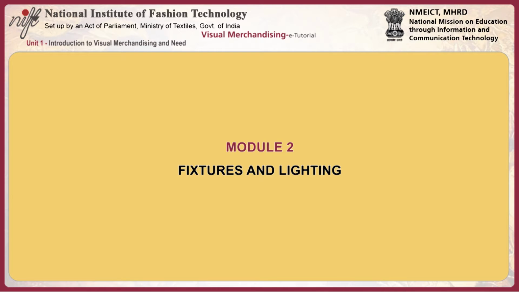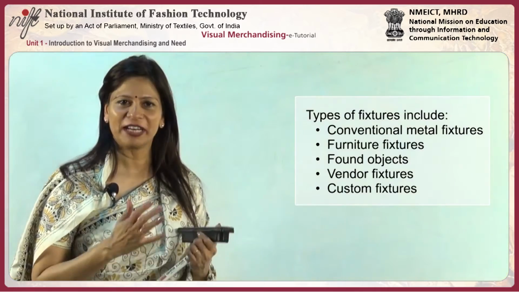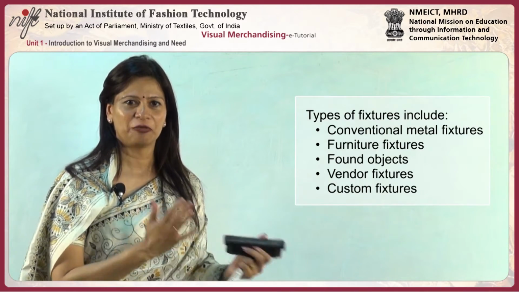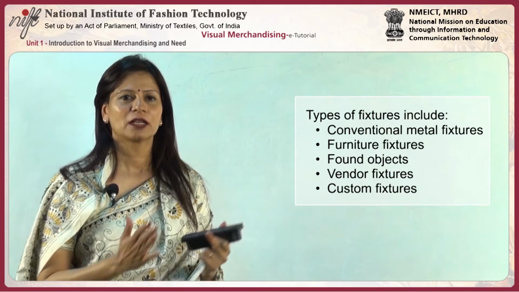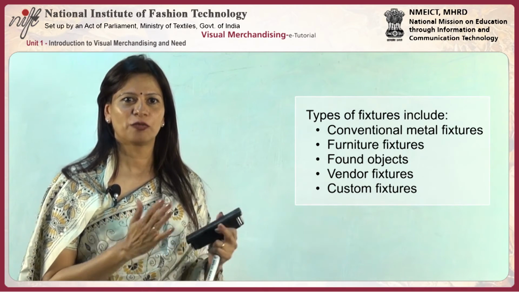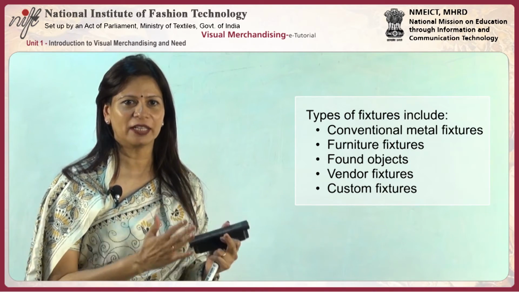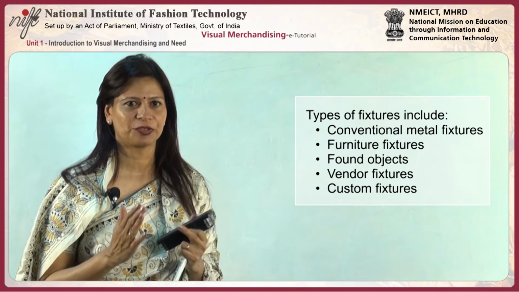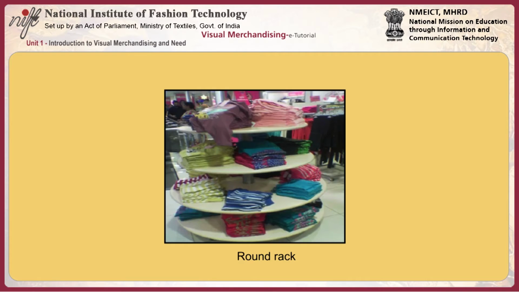Now we move on to fixtures and lighting. There are various types of fixtures: conventional metal fixtures, furniture fixtures, found objects, vendor fixtures, and custom fixtures. So let's go to the first one, conventional metal fixtures. They are also of different types.